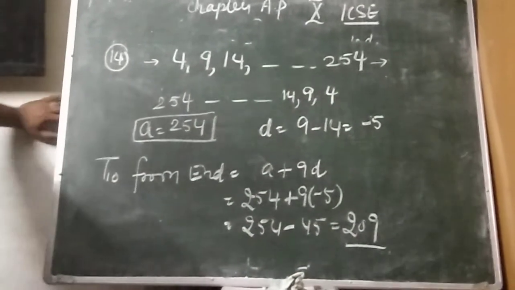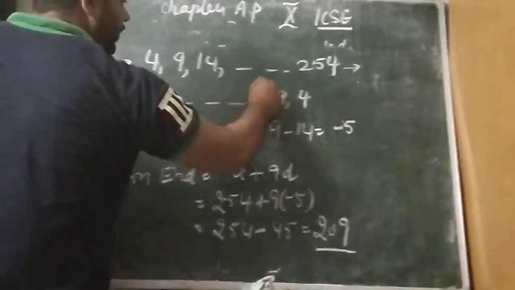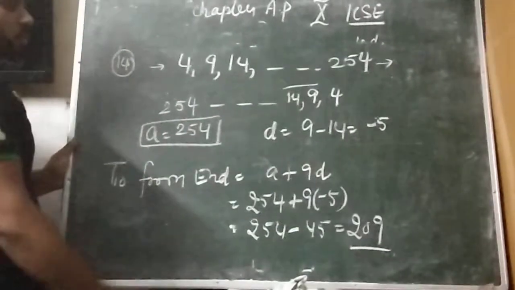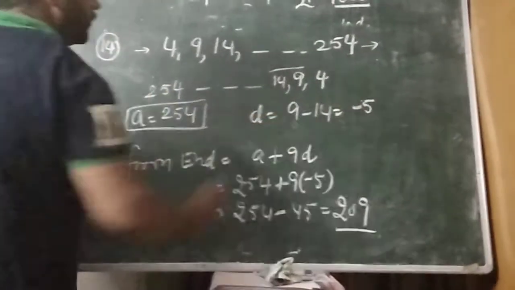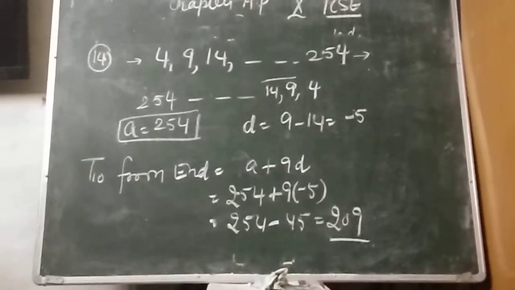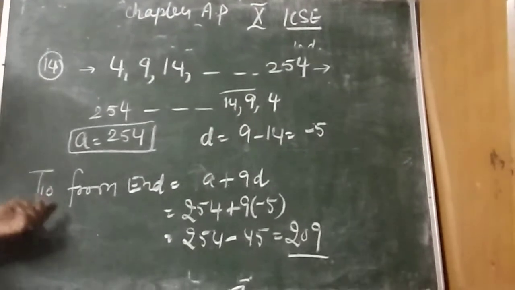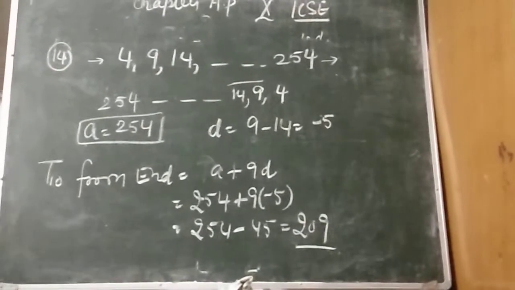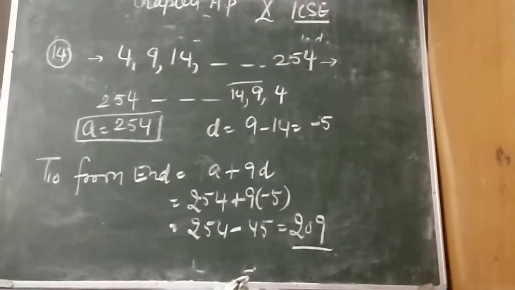Now the first term becomes 254 and d we can find from any two terms. That is, I found d from these two. How? I subtract the earlier term from the following term: 9 minus 14 equal to minus 5. So now I will find the 10th term. By reversing, I have found the 10th term, that is the 10th term from the end. That's why I have written T10 means the 10th term from the end. a plus 9d. Fill in the value of a as 254 and d as minus 5 and get the answer 209. So students, please note down this.